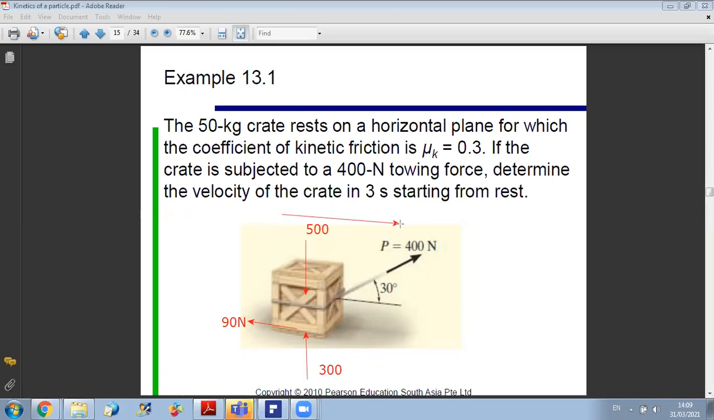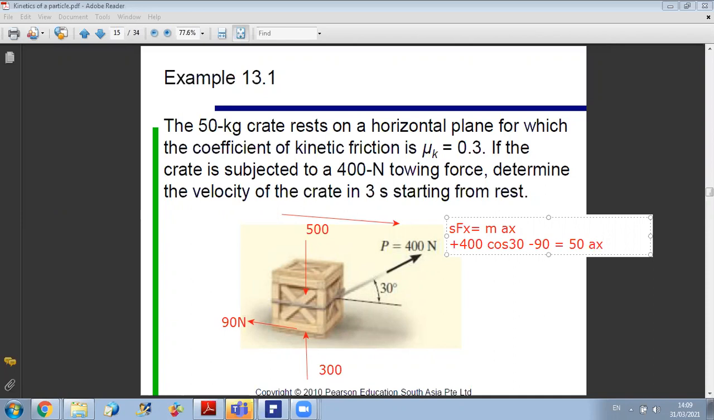And to get the acceleration along x, we will write that sum of forces along x is equal to mass times ax. The forces along x are plus 400 cosine 30 minus 90 equals to the mass, which is 50 times ax. Then we get the value of ax.